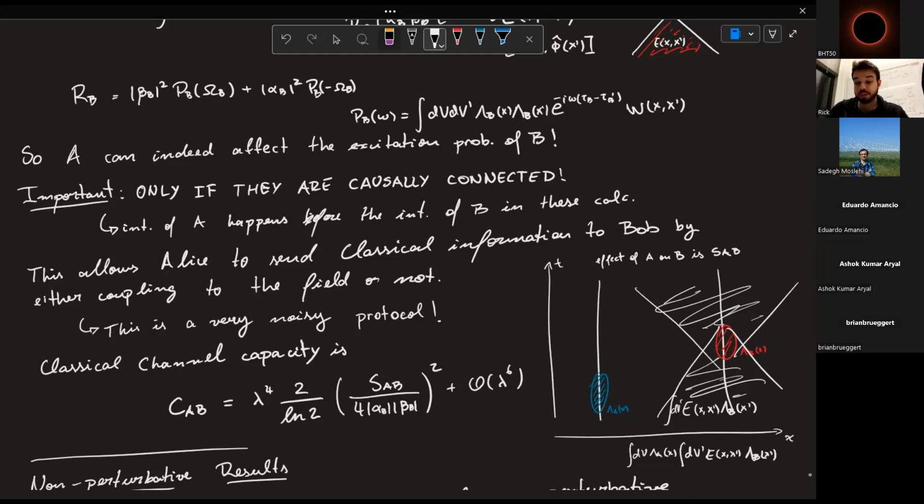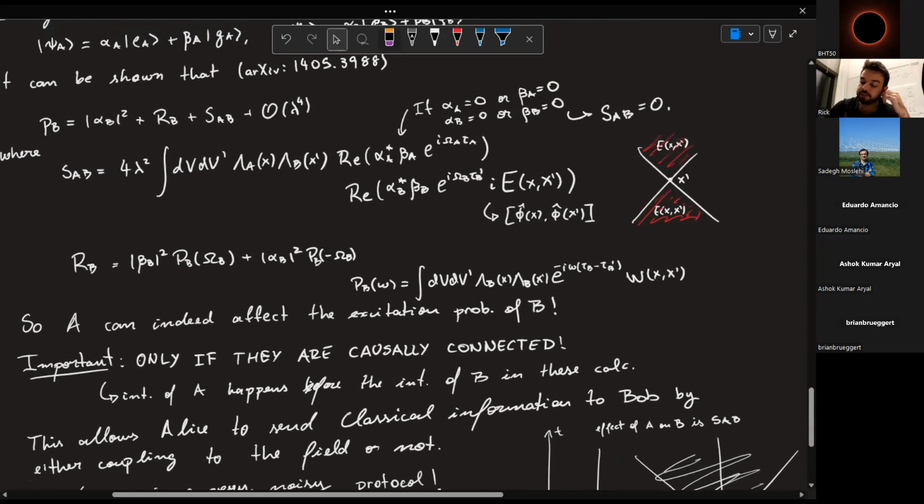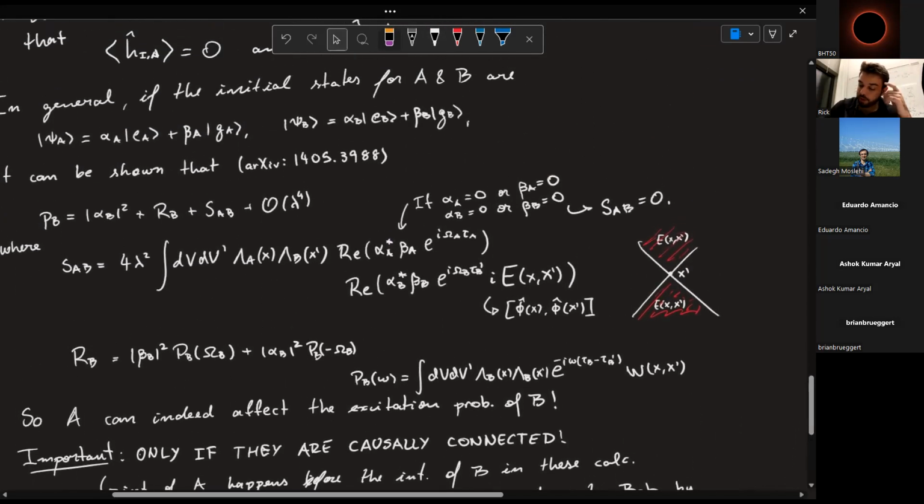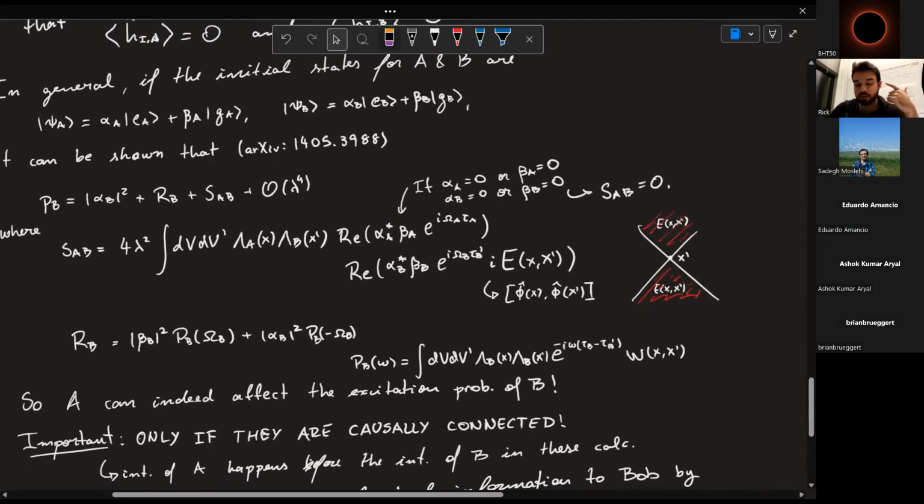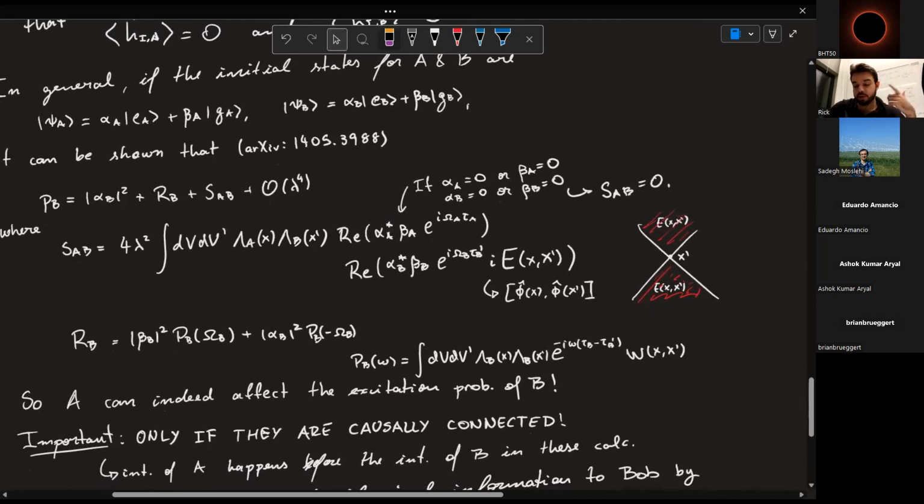Now, this will always be 0 unless Alice overlaps the causal past or the causal future of Bob. In this specific case, for these calculations, the interaction of A was assumed to have happened before the interaction of B, so A would have to be in the causal past of B in order for the excitation probability of B to change due to the interaction that Alice had with the field before.